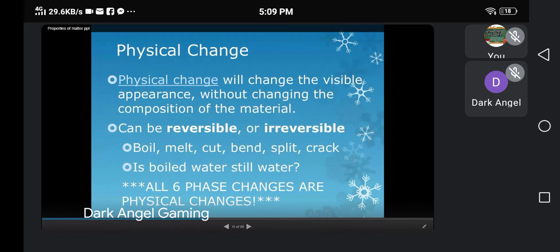Physical change will change the visible appearance without changing the composition of the material. Can be reversible or irreversible. Examples are boil, melt, cut, bend, split, crack. Is boiled water still water? All 6 phase changes are physical changes.